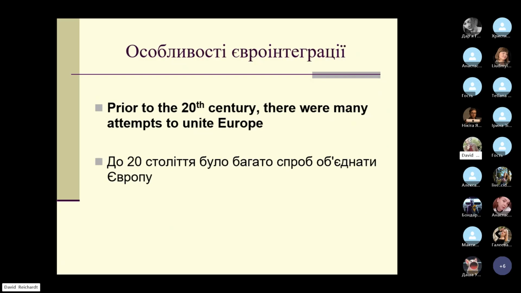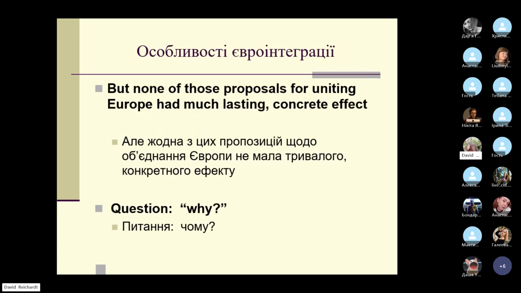Now, prior to the 20th century, there were many attempts to unite Europe. And I'm sure your Professor Ilova has talked to you about that, or she will. But none of the proposals for uniting Europe had a really long-lasting or concrete effect. So the question was why? Why didn't these earlier proposals before World War I have a strong effect in uniting Europe, like we have a united Europe today with the European Union? Why didn't it happen generations earlier? Good question.